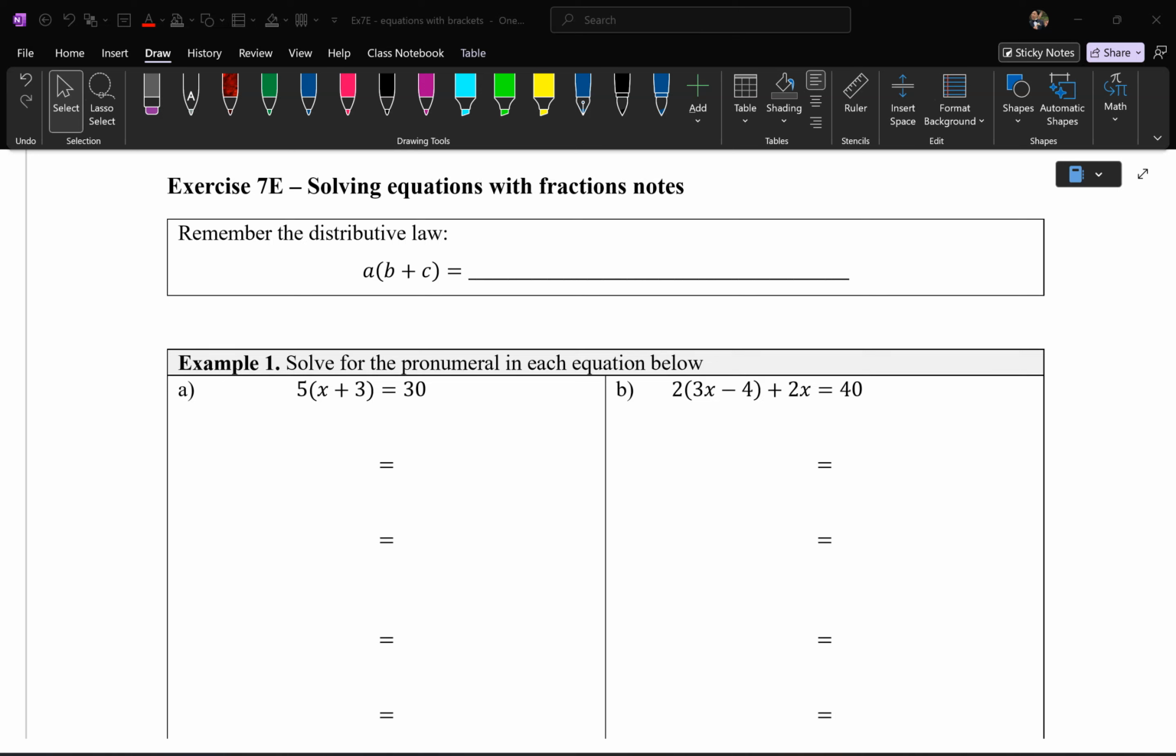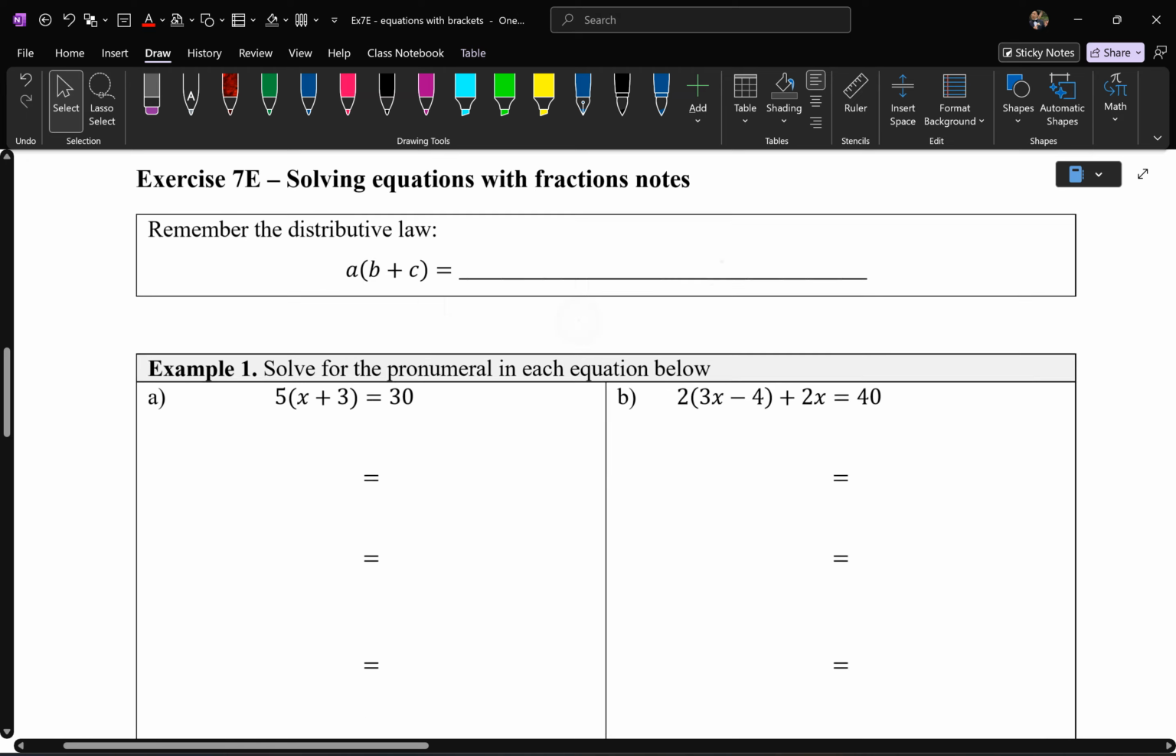Exercise 7E. Today, we're doing exactly what we did yesterday, except we now have brackets. Let's recap for those who haven't done exercise 5. Was it G? Yeah, G. Or was it F? One of the two. It's the expanding one. Then this is also an opportunity for you to practice again. For those who haven't done it, it will be the first time practicing.